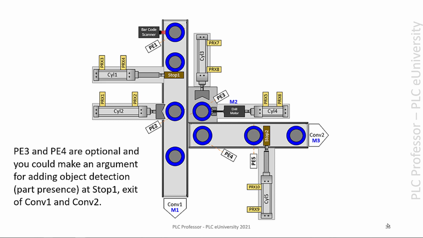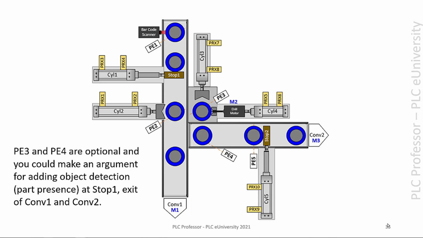And you could have one at PE3, in other words, in the boring station, waiting to get bored, or finished boring, waiting to get pushed out by cylinder 3. Then you can have one at the entrance of conveyor 2 that just got pushed out by cylinder 3. And you could have one that's traveled down to the stop and is resting there at PE5. And you could have one that's on its way out. So here are 8 possible locations for parts, but they won't all 8 be there at the same time.